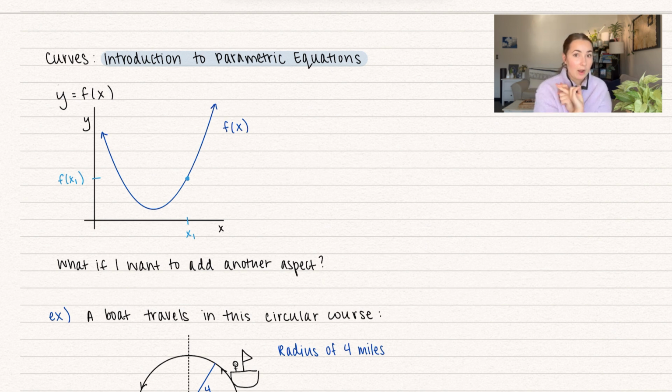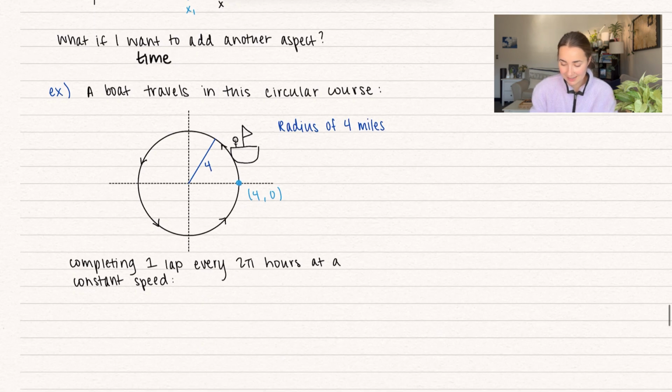What if I wanted to add another variable? What would this variable be? Well, a very common real life variable that we use is time. What if I want to know the position at a specific time? So let's go ahead and see an example of that.